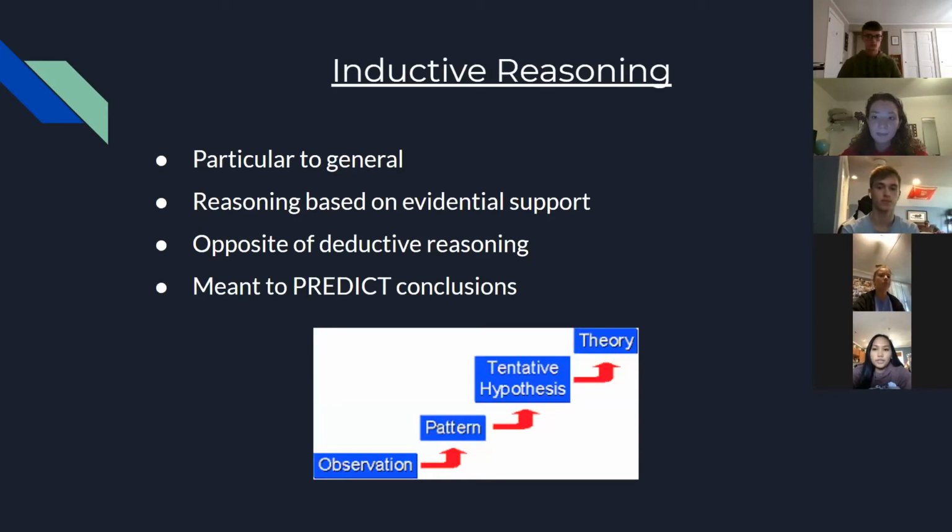So for inductive reasoning, you're going from the particular to a general statement. You have to use evidence to support and predict your conclusion and your generalization, but this is completely based on evidence. Some forms of evidence are facts, experts' opinions, data, graphs, something that's illustrated. And this is the complete opposite of deductive reasoning, which is in the next slide, but this little picture here shows you the steps you take for inductive reasoning.